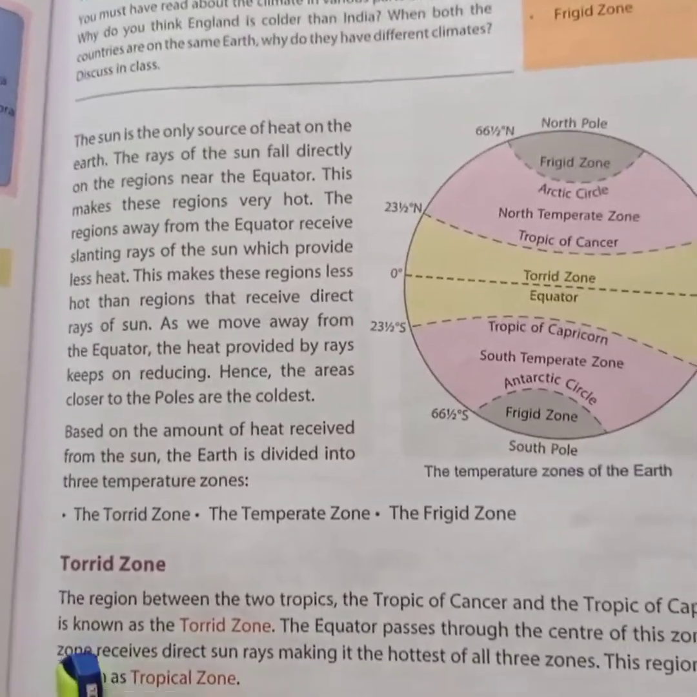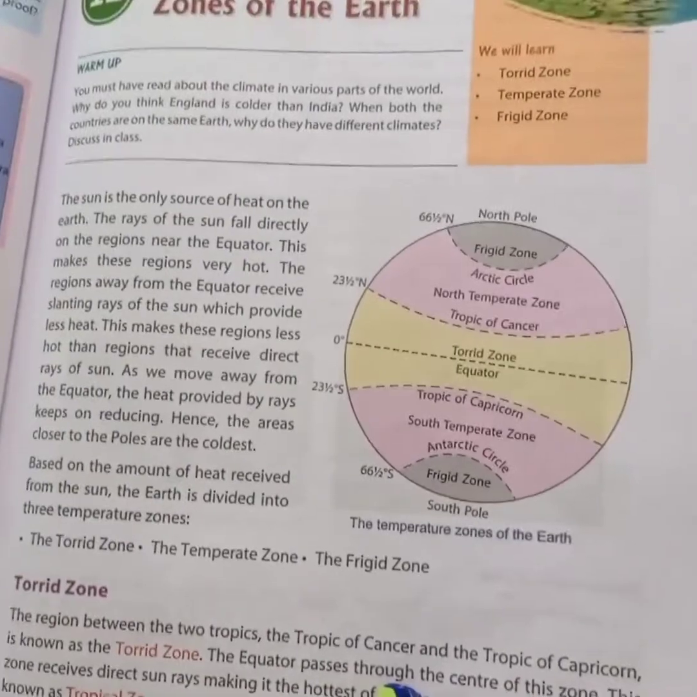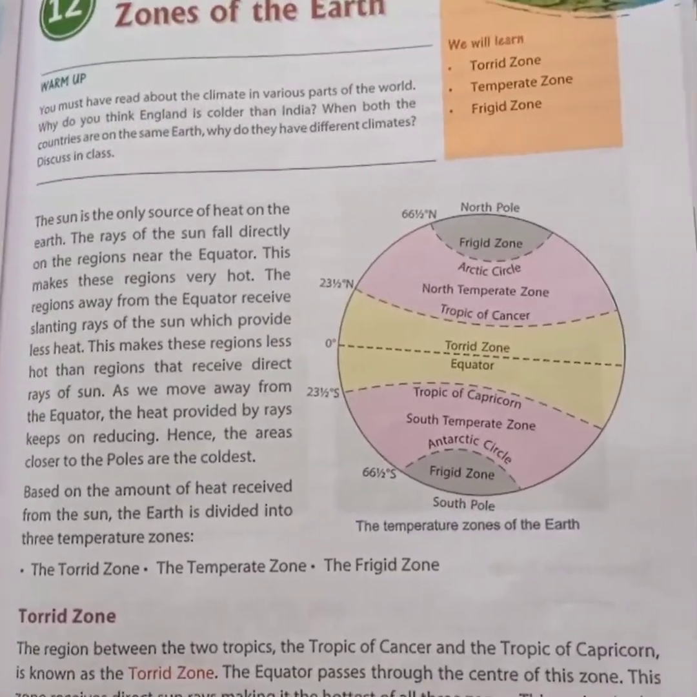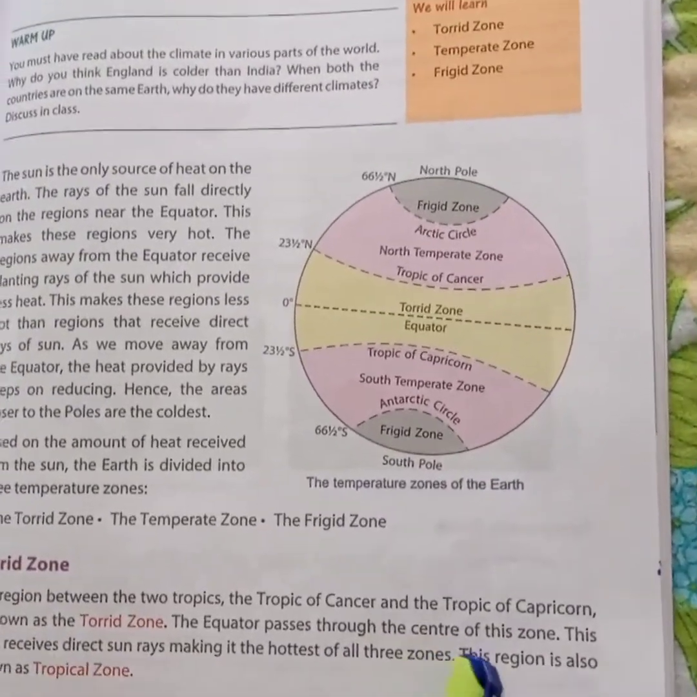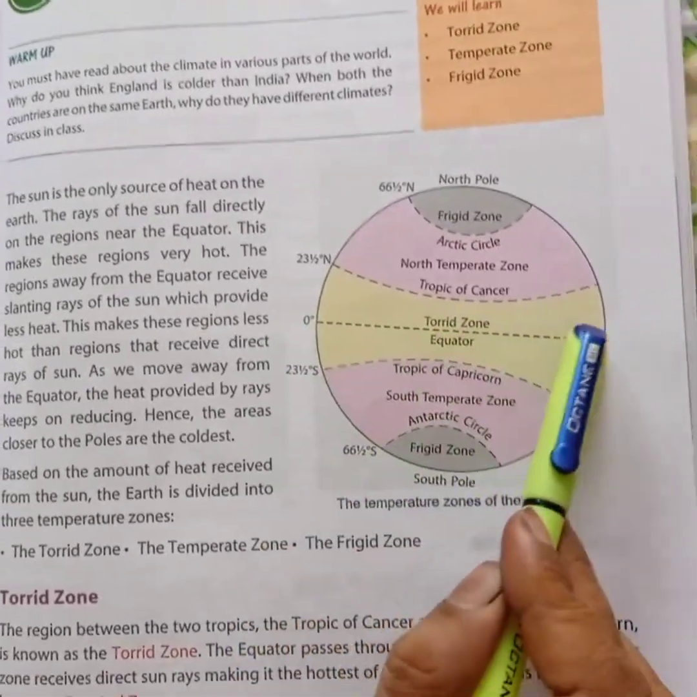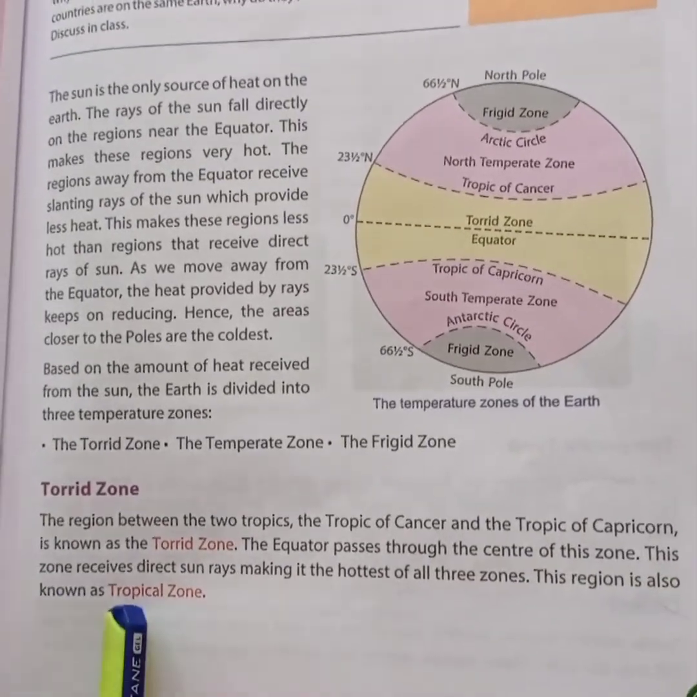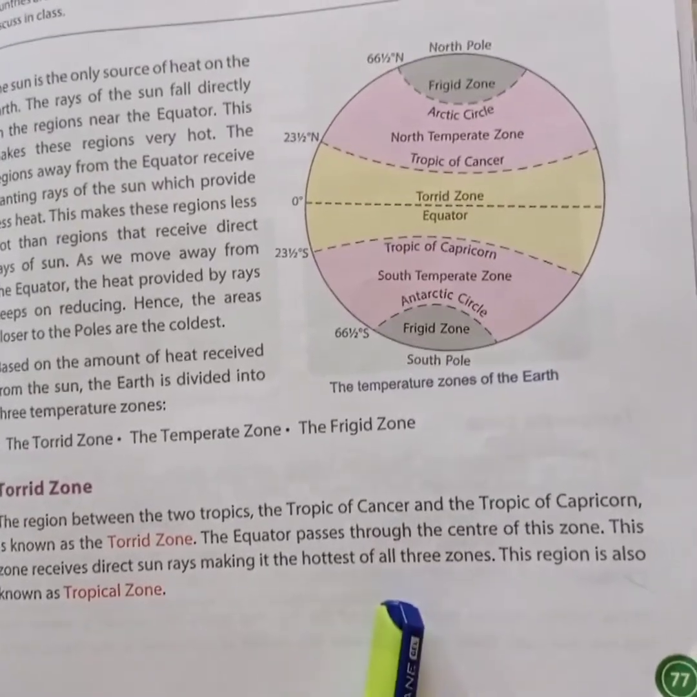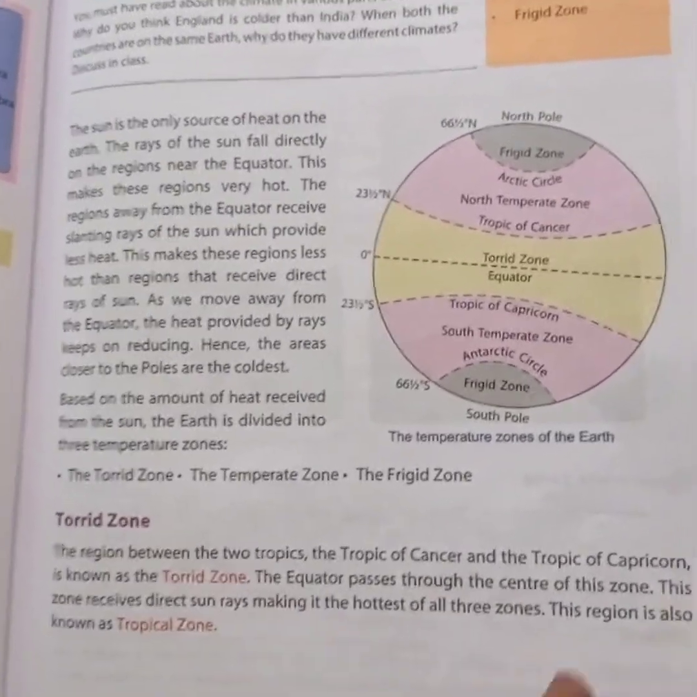Torrid zone: the region between the two tropics, the Tropic of Cancer and the Tropic of Capricorn, is known as the torrid zone. The equator passes through the center of this zone. Now see here, torrid zone, equator. This zone receives direct sun rays, making it the hottest of all three zones. This region is also known as tropical zone.